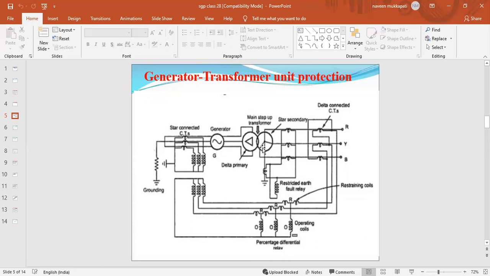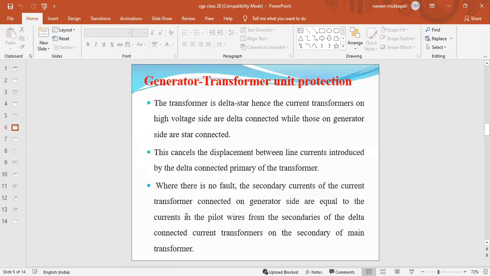Okay, for both the transformer and the generators, this type of protection gives protection against earth faults. This is the basic connection diagram for the generator and transformer unit.